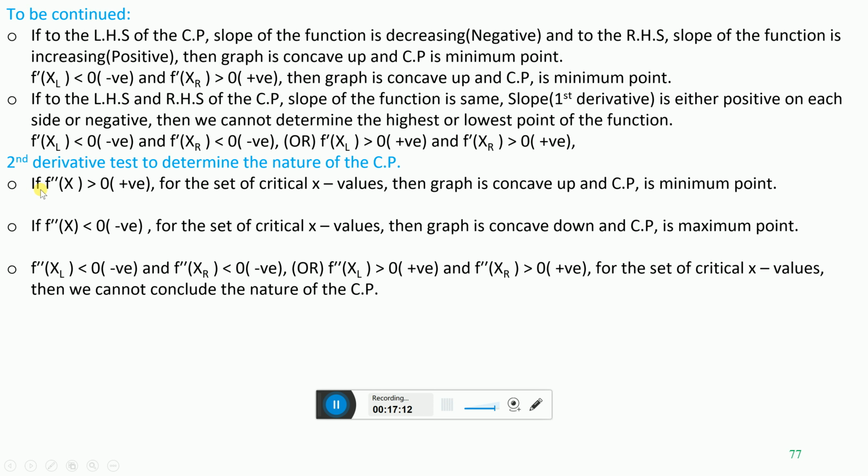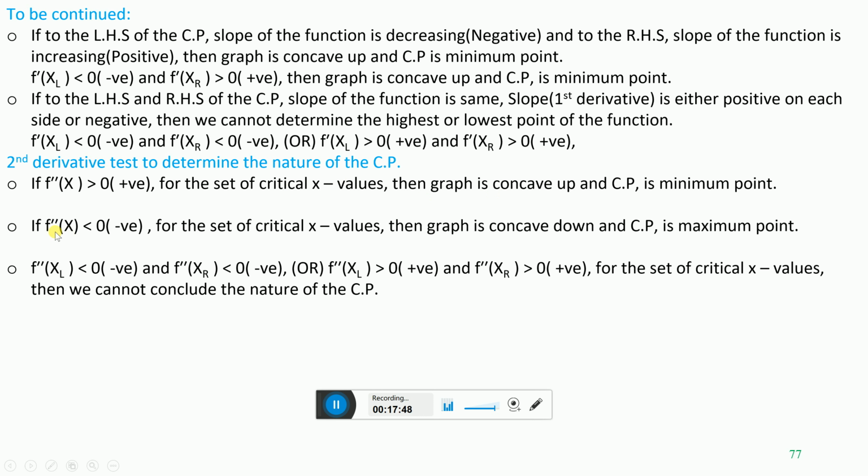If the second derivative of the function for the set of x value is positive, meaning greater than 0, it means the graph of this function will be concave up and the point is a minimum point. As we studied before, the relationship between the second derivative of the function and the concavity of the graph: we studied over there that if the second derivative of the function for the given set of x value is positive, this means the graph will be concave up and the point will be a minimum point along the function.